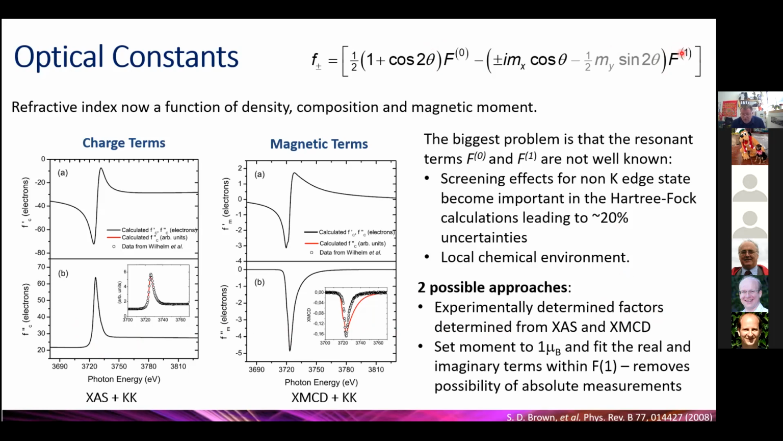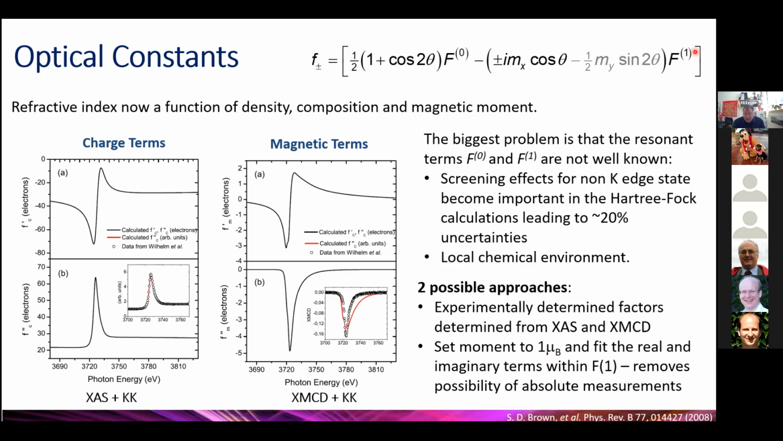Or you do what I do, which is generally break that possibility of doing pure magnetic scattering, and we fix the magnetic moment, and we then allow the real and imaginary terms, we fit this. And what that gives us is the possibility of measuring magnetic profiles. It gives us the possibility of measuring magnetization loops. But what it doesn't enable us to do is to give us absolute values of the magnetic moment.